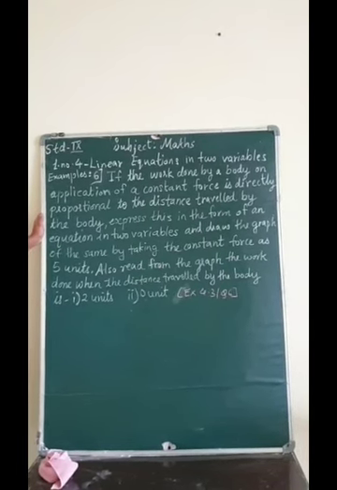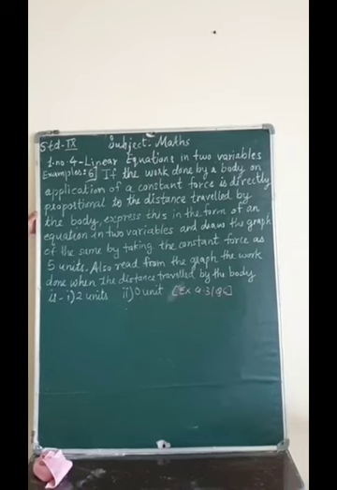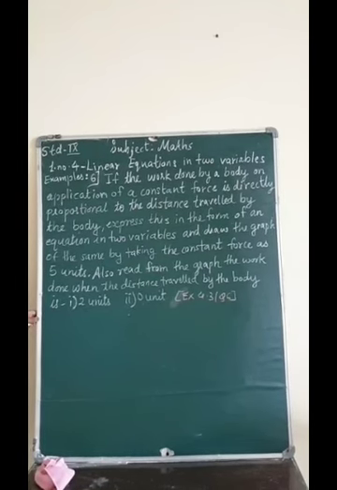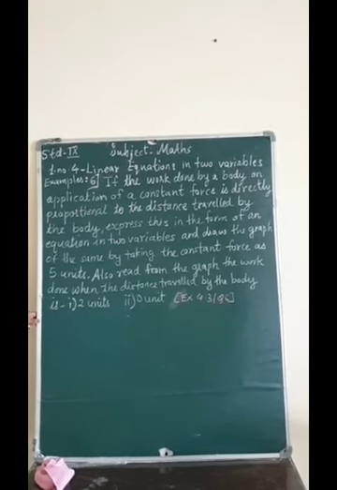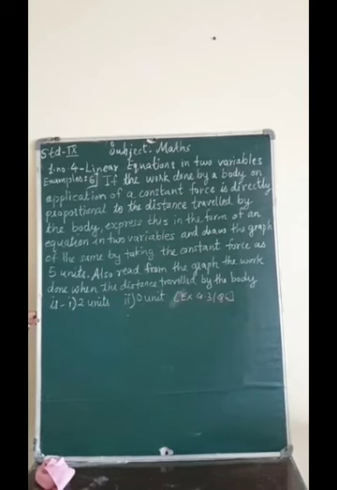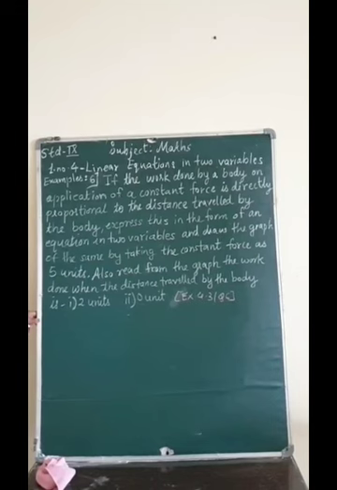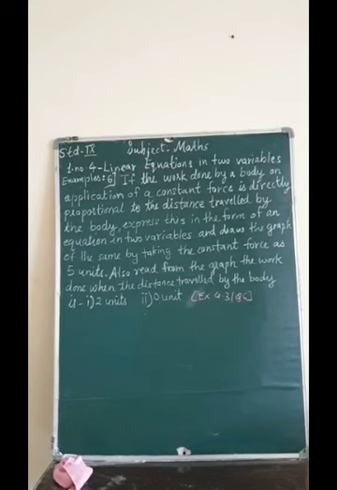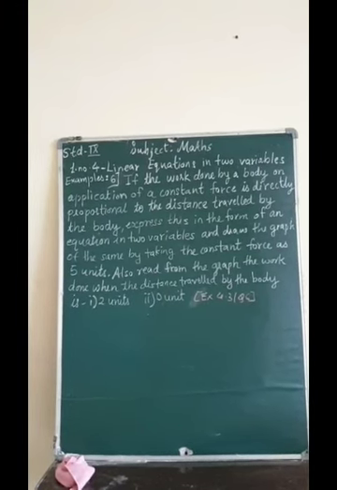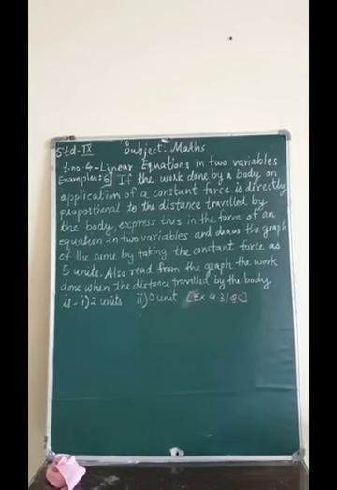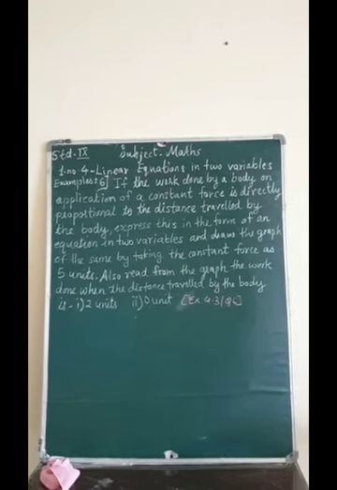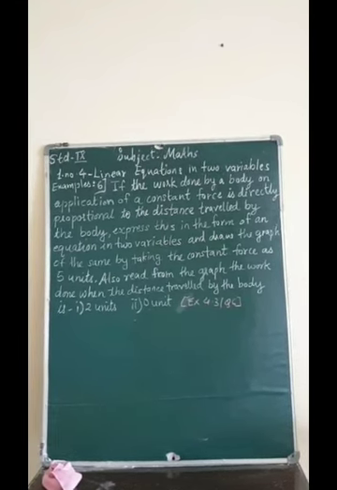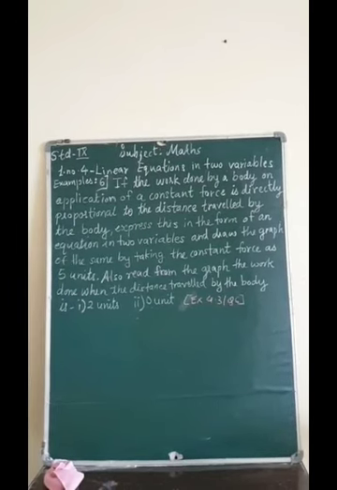The example here is: if the work done by a body on application of a constant force is directly proportional to the distance travelled by the body, express this in the form of an equation in two variables and draw the graph of the same by taking the constant force as 5 units. Also read from the graph the work done when the distance travelled by the body is 2 units and 0 unit. This is question number 6 of exercise 4.3.